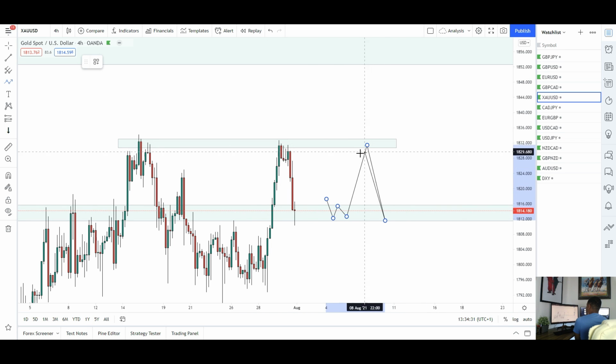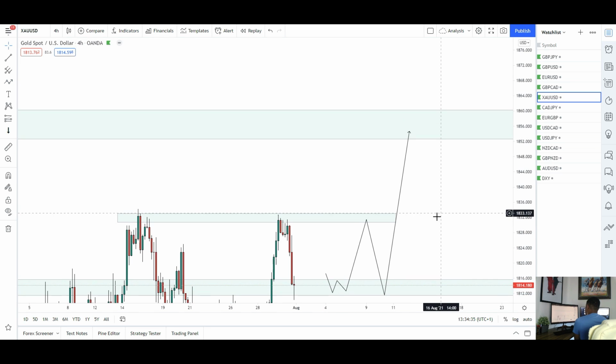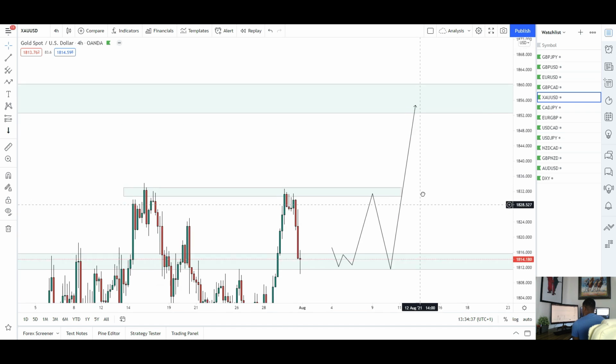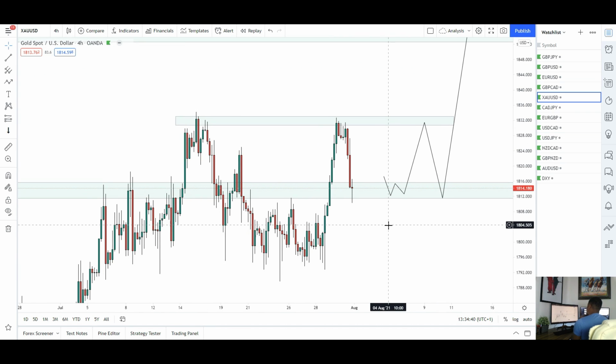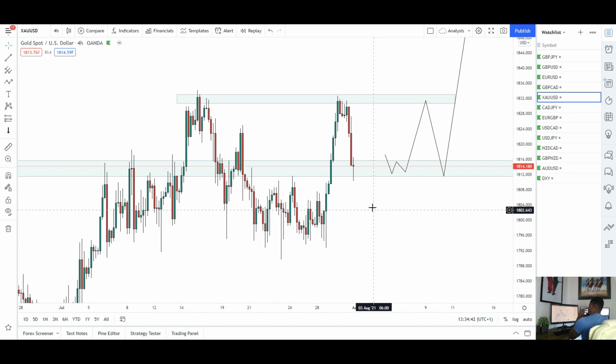But then if we can break through with a break and retest option, or if you do have a nice pullback, we can look to target the 1850 or 1860 level all the way up there. So more buying opportunities next week for gold as long as we stay above 1810.